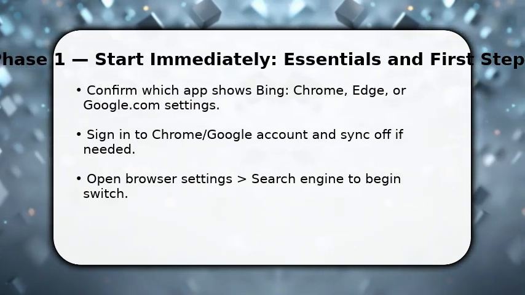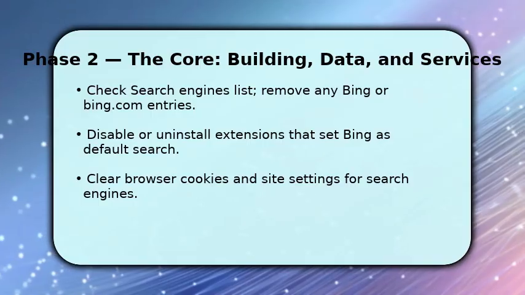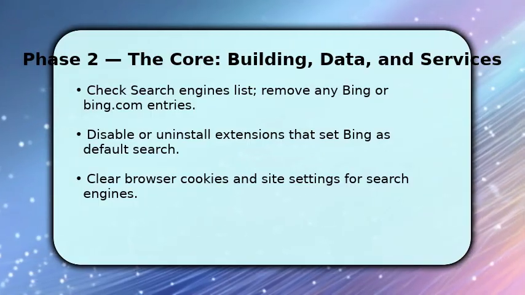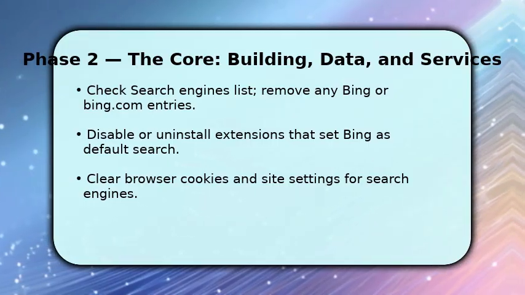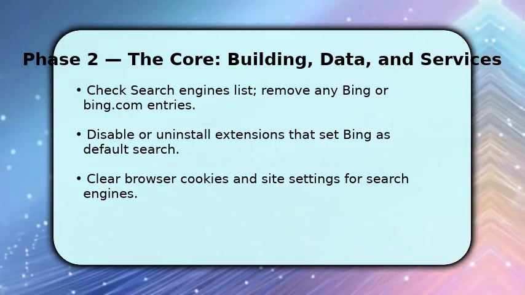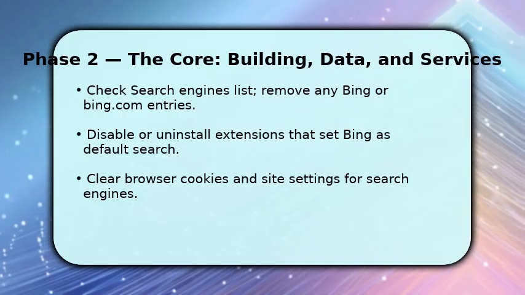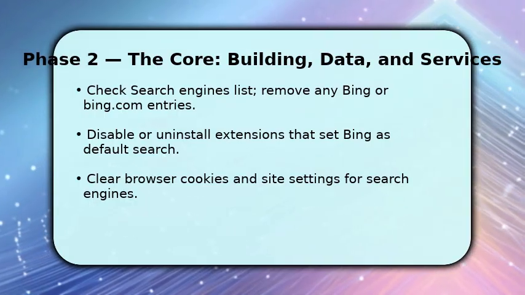Once done with defaults, inspect the search engine's management panel. You'll see a list. Remove any Bing.com or Bing entries explicitly so they can't reappear. Next, go to Extensions and disable or uninstall anything that claims to change search. Adware and some toolbars do this silently.